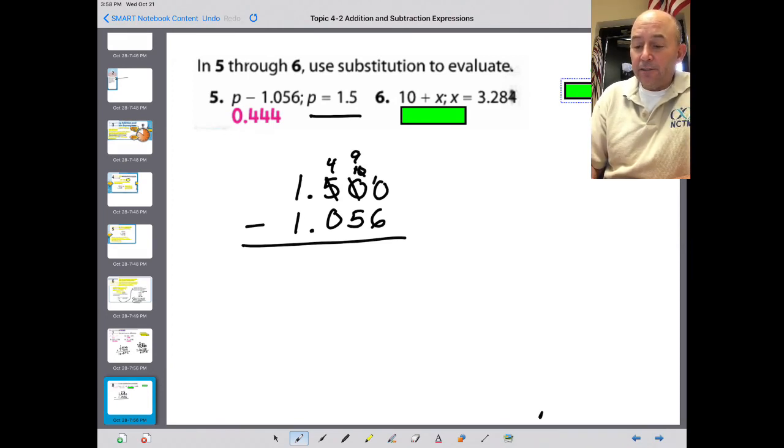10 take away 6 is 4. 9 take away 4 is 4. 4 take away 0 is 4. Bring down your decimal point. 1 take away 1 is 0.